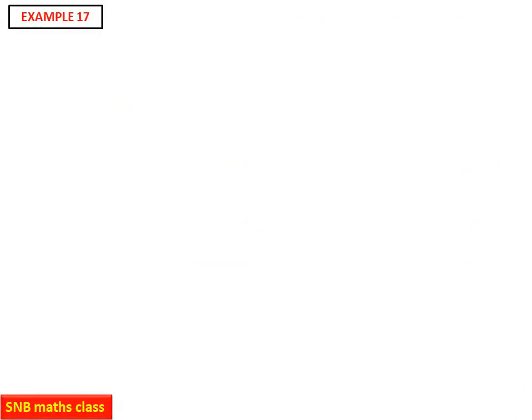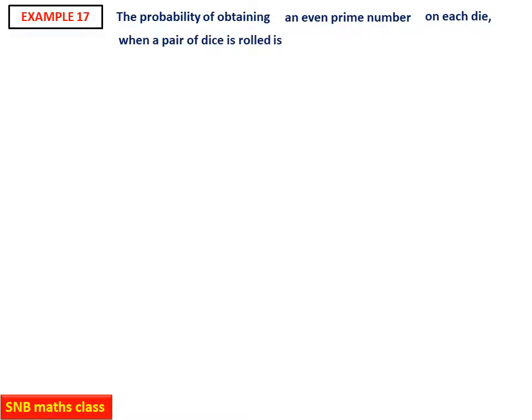Next, example 17. The probability of obtaining an even prime number on each die when a pair of dice is rolled is. It's a multiple choice question. A 0, B 1 by 3, C 1 by 2, D 1 by 36. There are two questions, 17 and 18. Both let us discuss. So what is the answer for this?